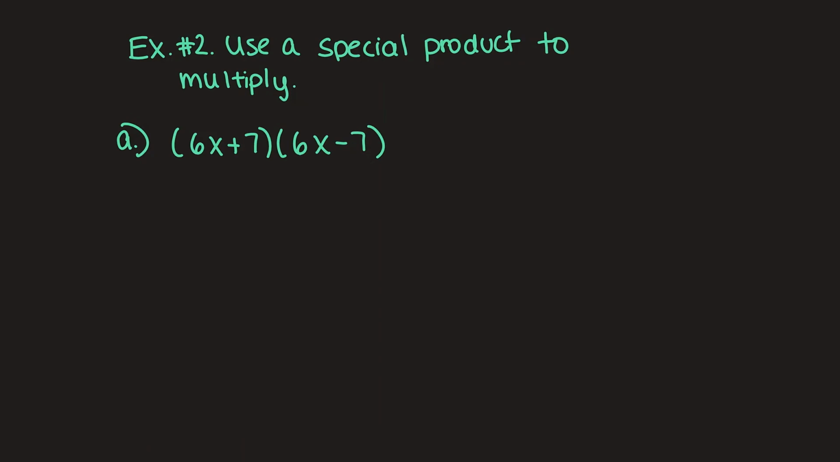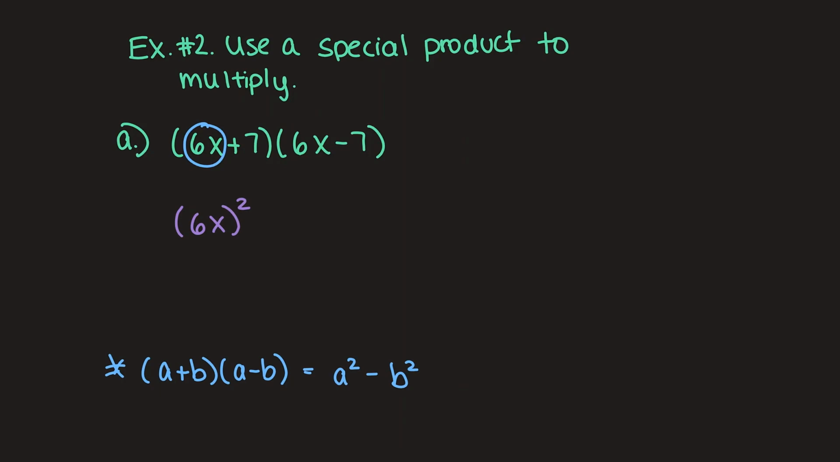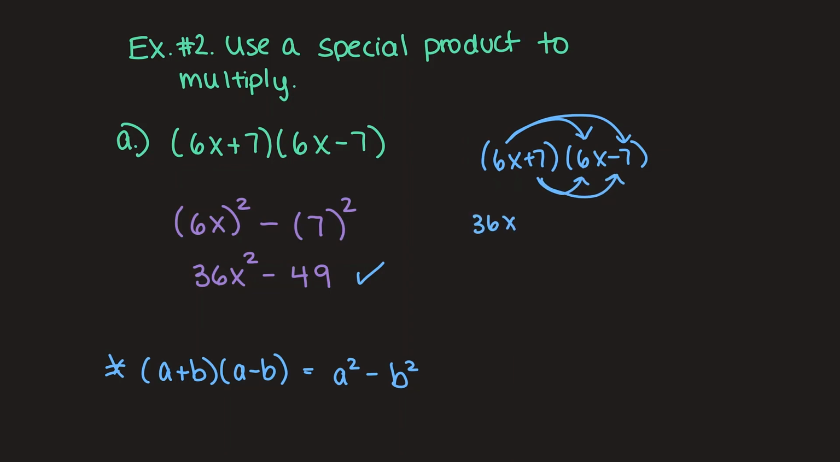So notice that we have a sum and difference of the same terms 6x and 7. We can use our special product formula, where we take the first term squared minus the second term squared. So we square the first term 6x and subtract the square of the second term 7. Simplifying, we get 36x squared minus 49 as our answer. Again, if you wanted to multiply this out instead, and then combine like terms, that's fine also.